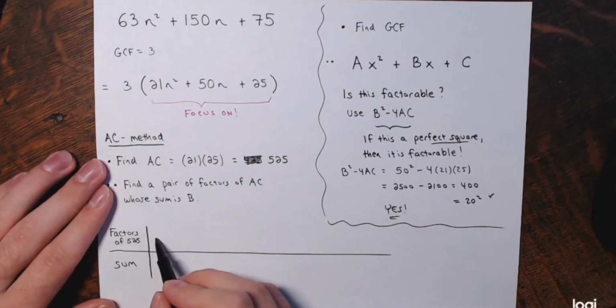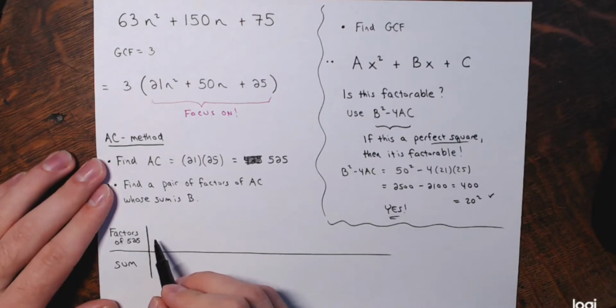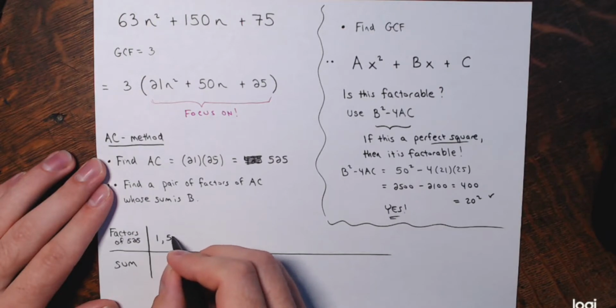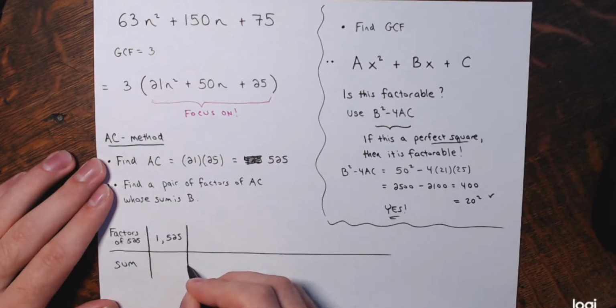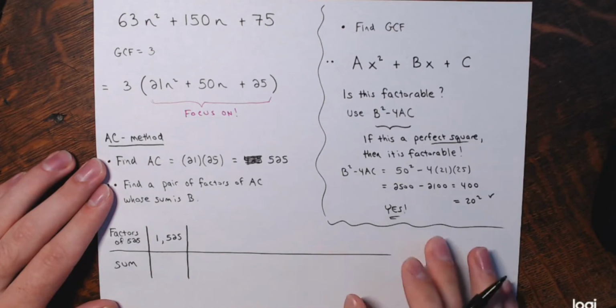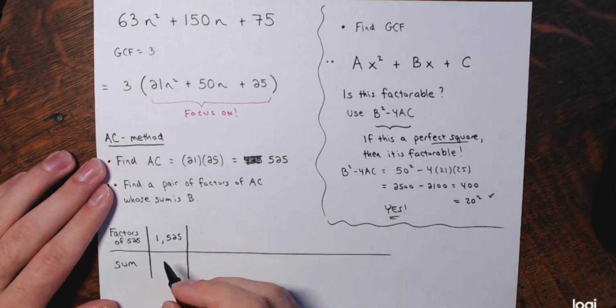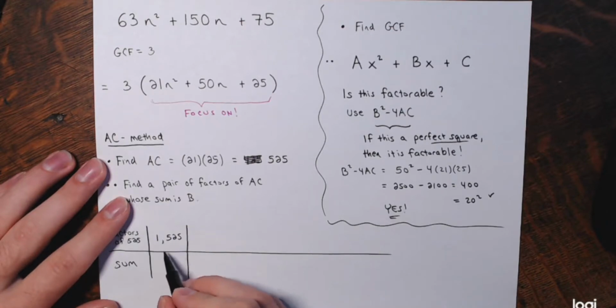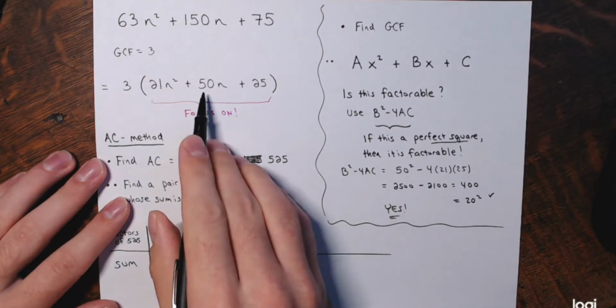So I'll start. I mean, you don't have to do this. If you see the factors already, then use them. But obviously 1 goes in everything. 1 times 525 would be 525, and I'm only doing this for this first example. Later on you'll see them more quickly. Add them together, you get 526. That's a no on that one. I want a sum of positive 50.